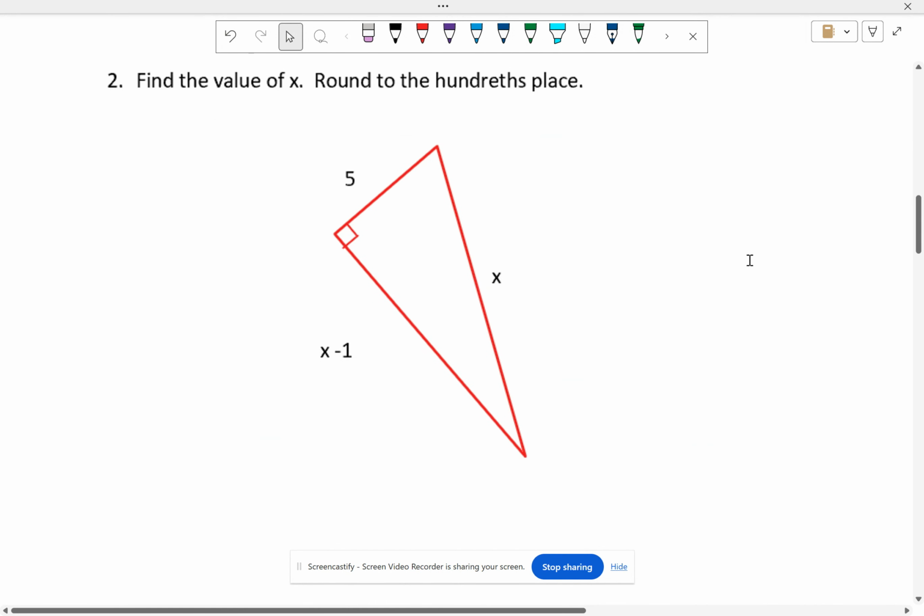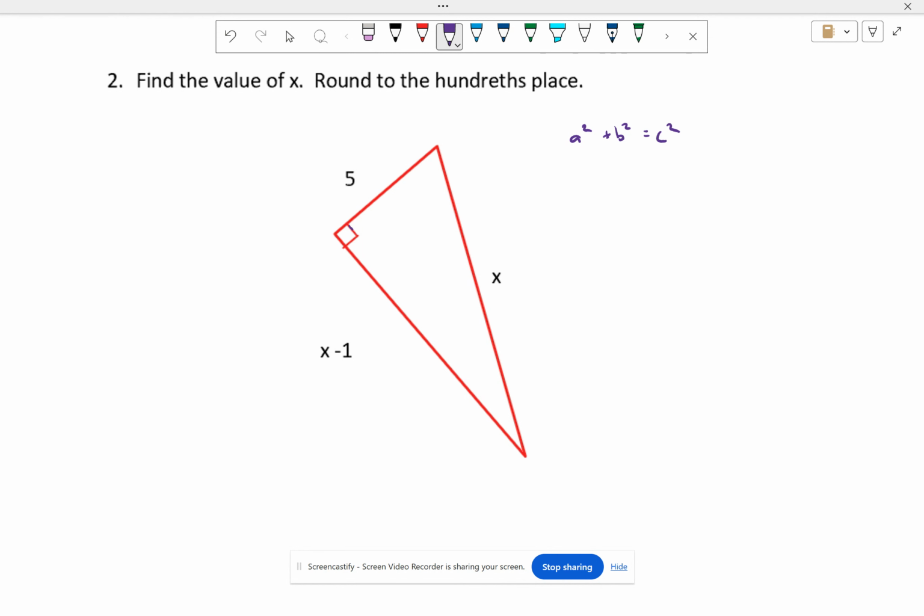Next problem. Find the value of x again, round to the nearest hundredths place. So again, I'm given a right triangle, so the Pythagorean theorem applies. The Pythagorean theorem, again, is the relationship between the three sides of a right triangle. So here's my right angle. The two sides touching my right angle are the two legs. So we can call these A and B. And the side that connects those two legs is what we call the hypotenuse. So in this case, if I call A 5, this becomes 5 squared. B is x minus 1.